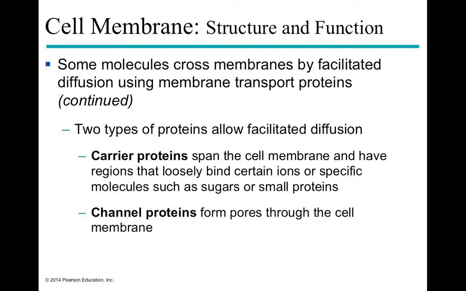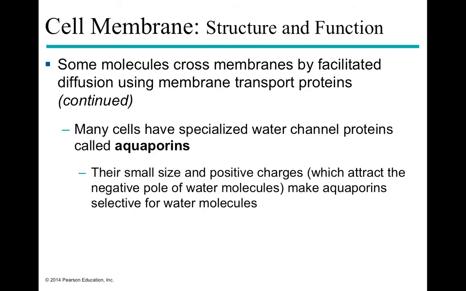Another type of facilitated diffusion protein, or transport protein, is going to be a channel protein. Channel proteins have pores, and they have a little door basically that opens and closes to allow things in or out, but again with the concentration gradient, so from high to low. So it's going to allow them from one side of the membrane to the other, but it's not going to cost us any cellular energy.